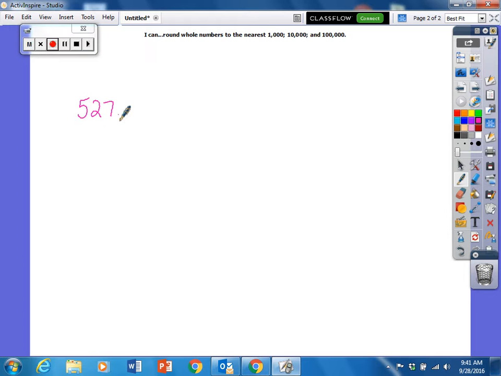So we're going to start with the number 527,419. And if we want to round to the nearest 1,000, we are going to look at the thousands place. And we're going to underline that thousands place just like we do when we look at a number line. But then our rule is to look at our neighbors, okay? And we're going to look at our neighbor to the right. So the neighbor to the right is a 4, and we are going to circle that 4.